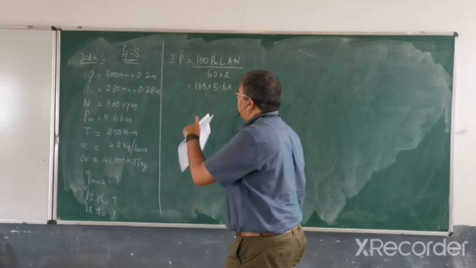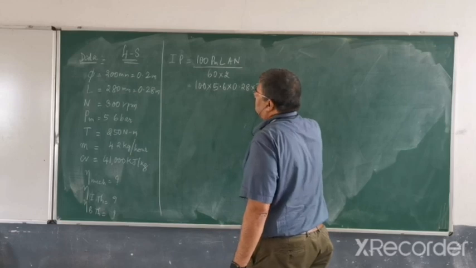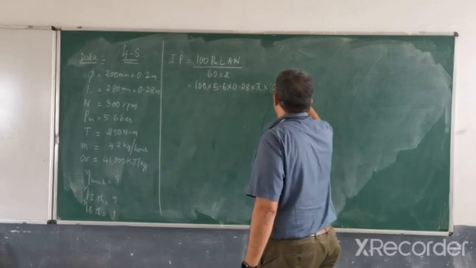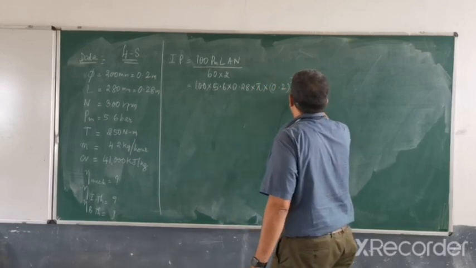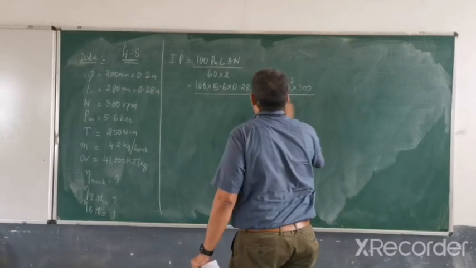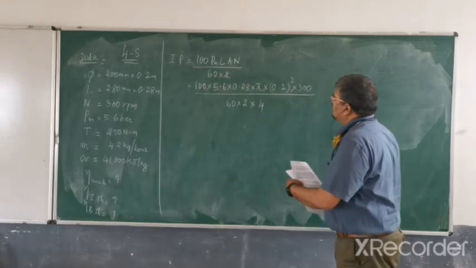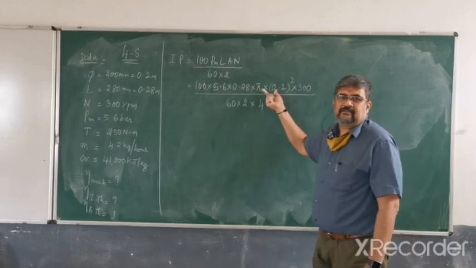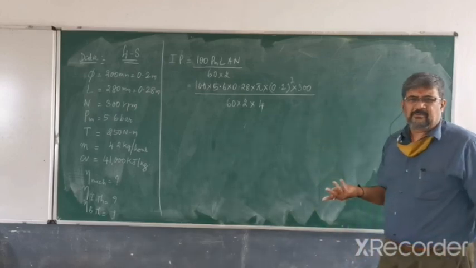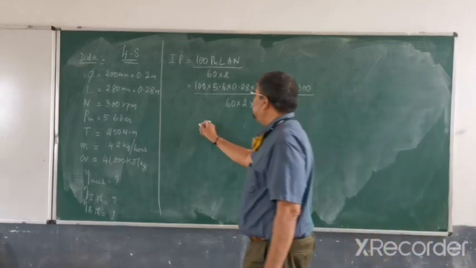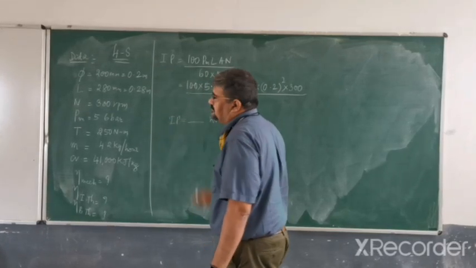The value of L is given as 0.28 meters, so it is 0.28 into pi into 0.22 square. The value of N is 300 RPM, divided by 60 into 2 into 4. As I said, this 4 is again the area which you have found out, pi d square by 4. So it is a matter of simple substitution. You can easily get the value of indicated power. We will get it in kilowatts.